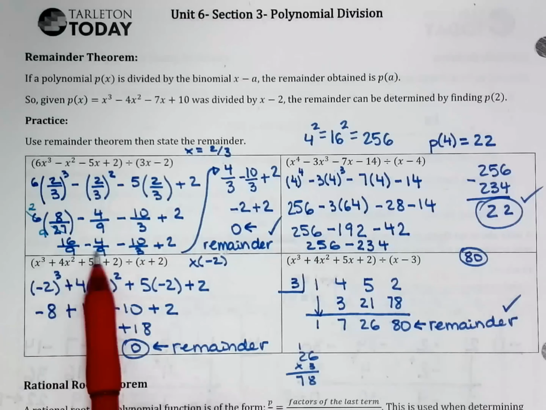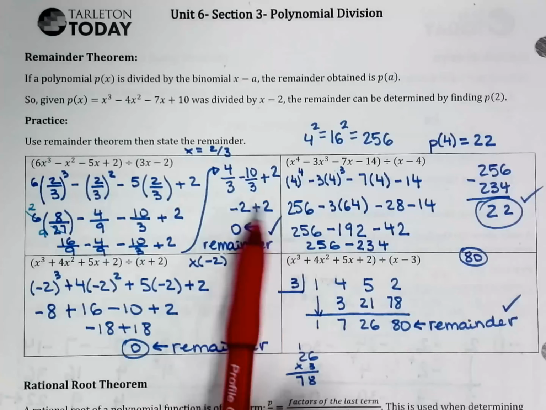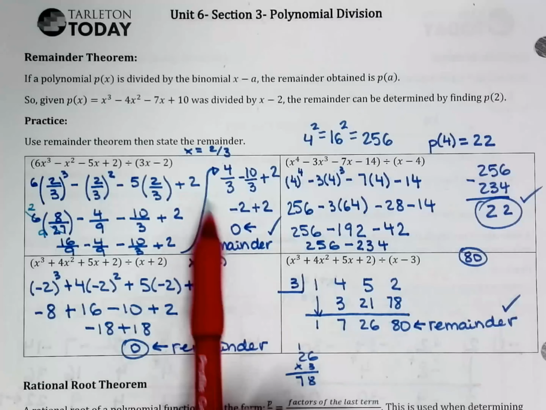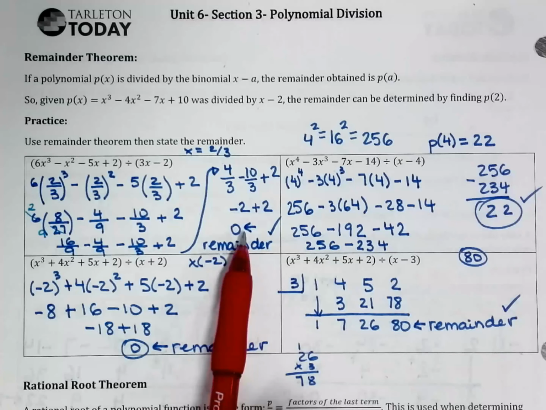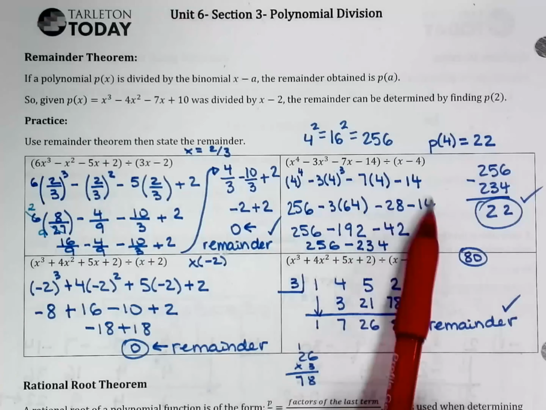So simplify that, and voila. Luckily, these guys have the same denominator, so that was nice. And then simplify, add them up, beautiful, right there. So after you do the substitution, then 0 is your remainder for this.